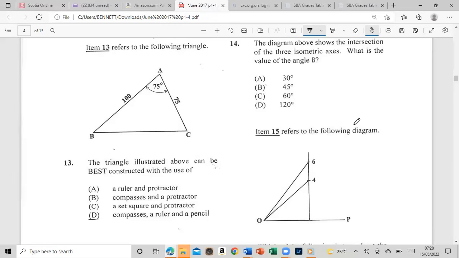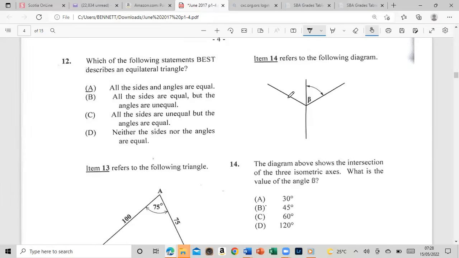All right, let's move on to 14. It says the diagram above shows the intersection of three isometric axes. What is the value of angle B? I'm not seeing it. Oh, it's supposed to go up, but where is that diagram? All right, here we go.